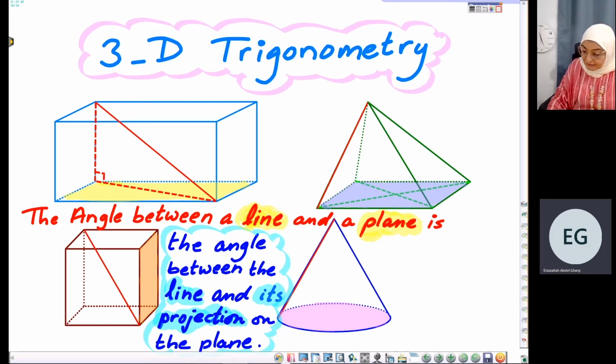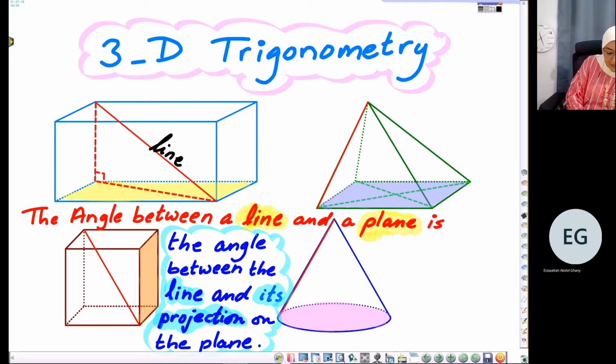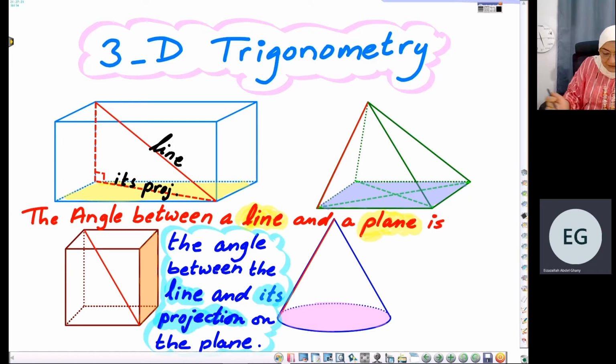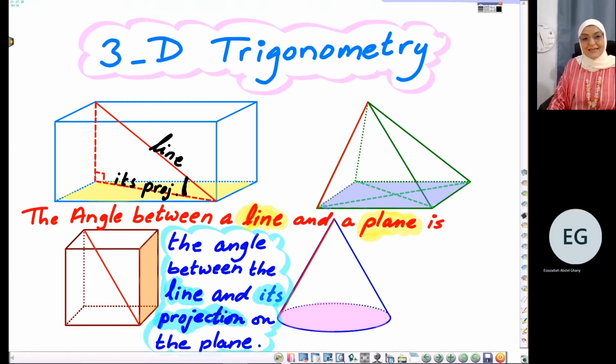So, where is the line? And where is the projection? And where is the plane? This is the line, and this is its projection on the plane. So, the angle is this angle, which is this black one. It is the angle between the line and its projection on the plane. Let's take another example, the pyramid.